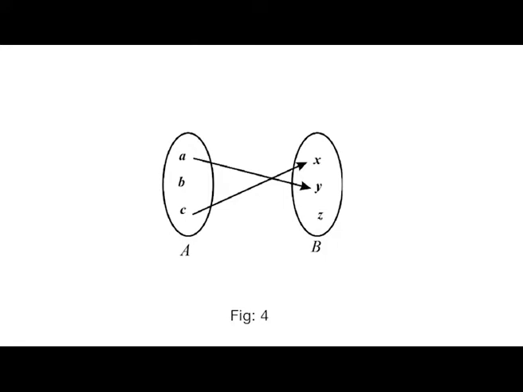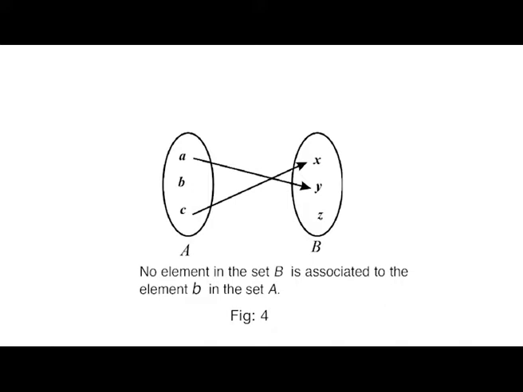For the arrow diagram in figure 4, Y in the set B is the unique element associated to the element A in the set A, X in the set B is the unique element associated to the element C in the set A, but no element in the set B is associated to the element B in the set A. Hence, the arrow diagram does not define a function from set A to set B.